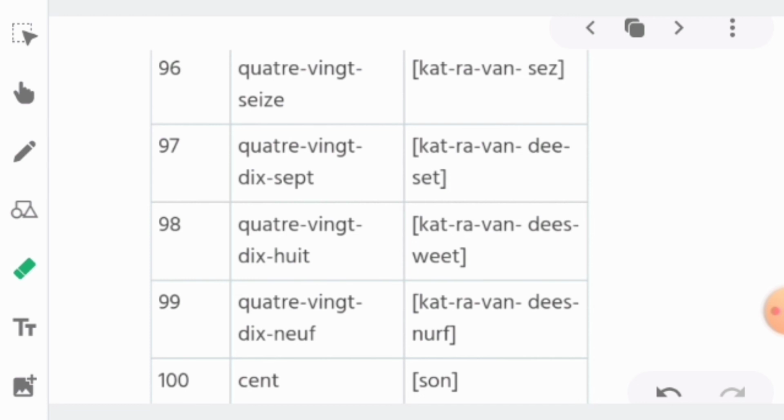Now for 98 it will be 98. So QUATREVINGT for 80 and DIX-HUIT for 18. So this is 98. Now for 99 it will be 99. So 80 plus 19 it will be 99. Now for 100. In Hindi, how do we say 100?